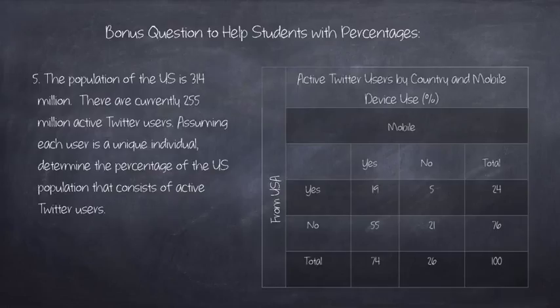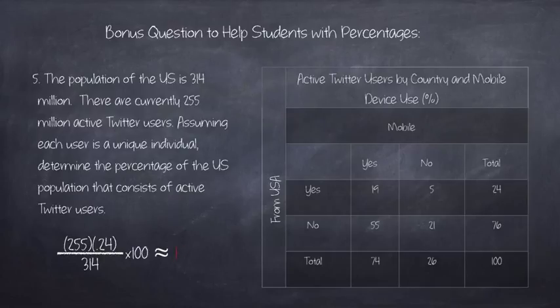The first thing you want to do with this is go step by step with your students. I would start with the number 255 million because our frequency table is about Twitter users, and this is the total number of Twitter users. When we look at our frequency table, we see that 24% of active Twitter users are from the US. So we're going to take that total number, 255 million, multiply it by 0.24, and then we're going to divide that by the total number of people in the US, which is 314 million. So we have 255 times 0.24 divided by 314.